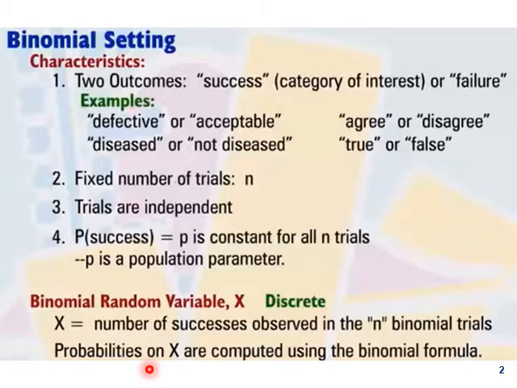Binomial random variable X is discrete. X is equal to the number of successes observed in the n binomial trials. n is the fixed number of trials. And the probabilities of X are computed using the binomial formula.